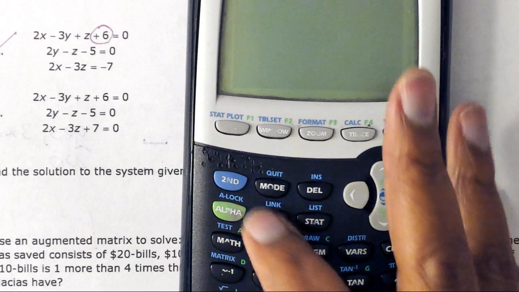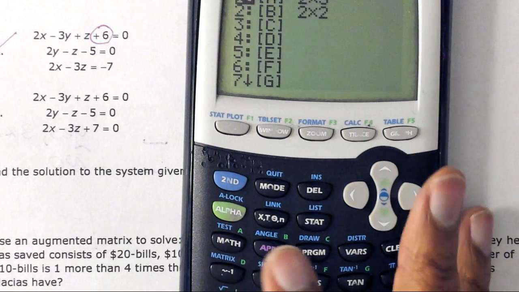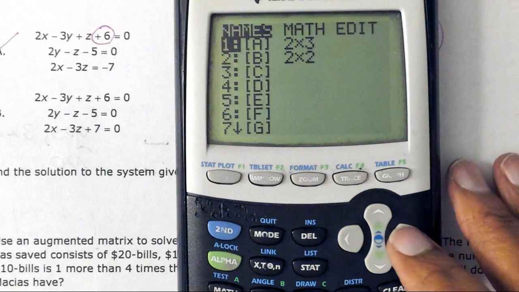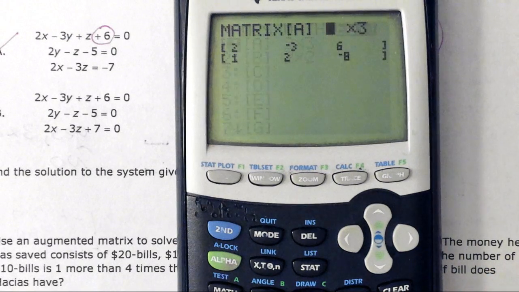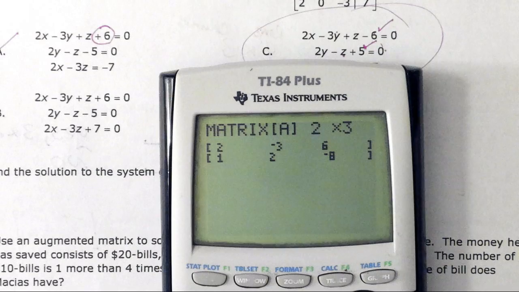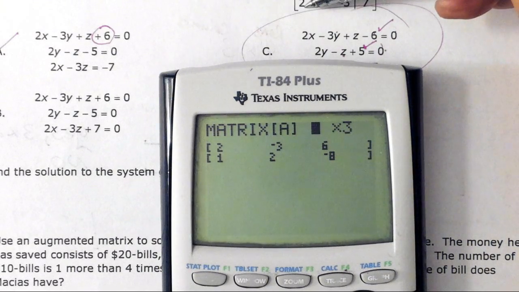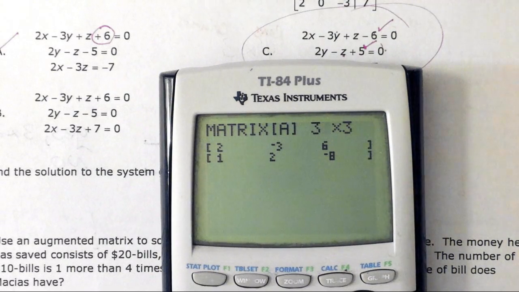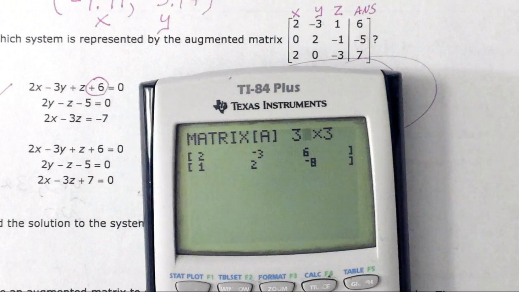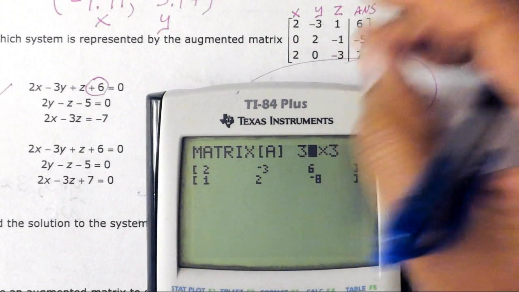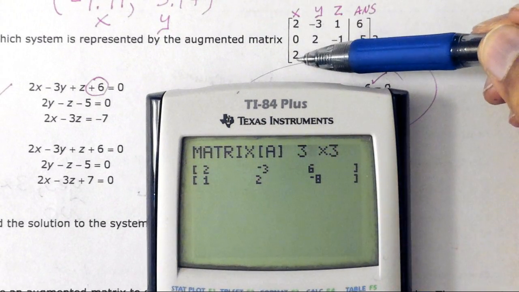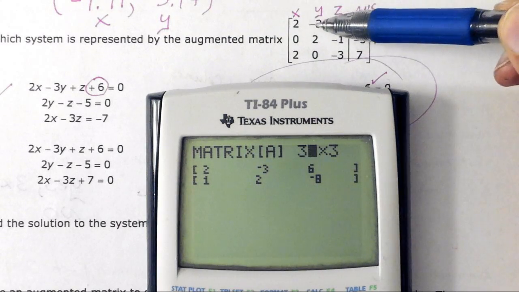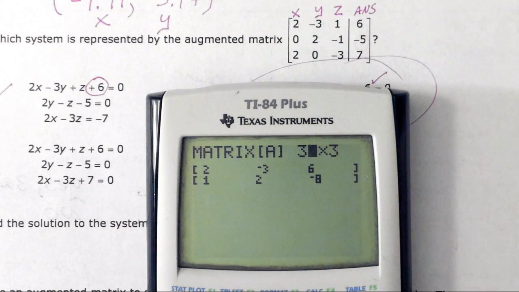We're going to press second matrix. We're going to edit our first matrix. And this time we have a 3 by 4 matrix. Again, let's make sure we're clear. 3 by 4.